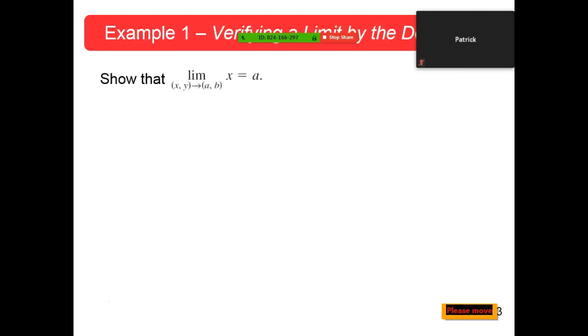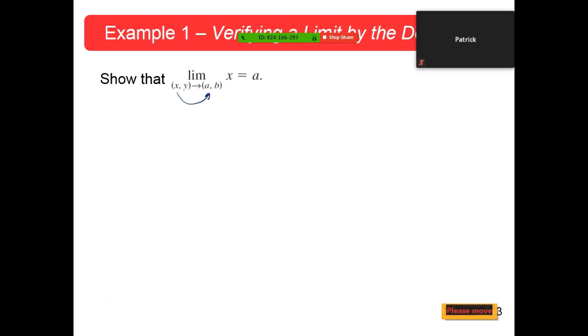All right. Now this is one that almost drives you crazy because it's so simple. The limit as (x, y) approaches (a, b) of x is going to be a. Well, guess what? If x is approaching a, the limit is going to be a. It's such an incredibly simple problem. It'll drive you crazy figuring out if you're really proving it or not, because it seems to be just obvious in its statement.